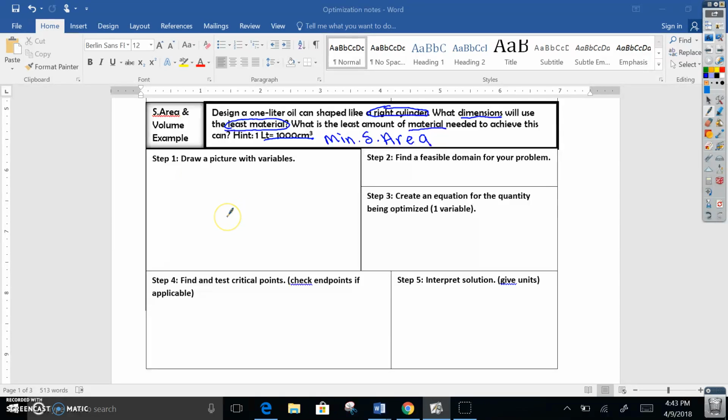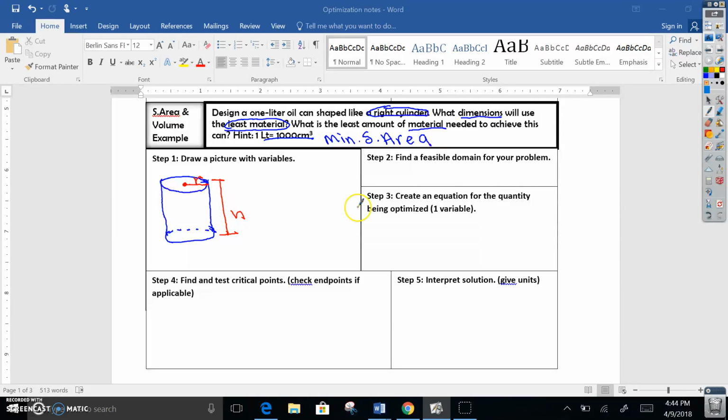So we're going to draw a picture, make a cylinder, see how well I can do that with this technology. So it's just a cylinder. The dimensions for a cylinder are going to be in terms of the height of the cylinder. So from the top to the bottom, that's your height. And then the radius is from the center of the cylinder out to the edge. That's your r.